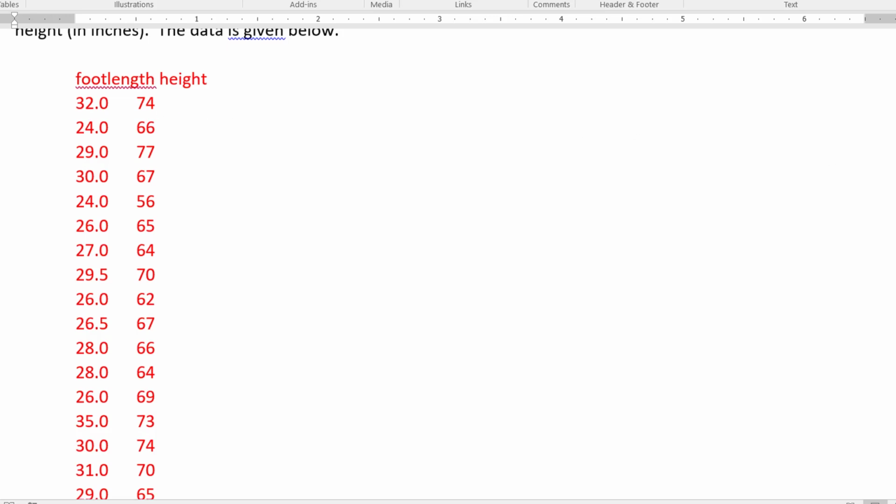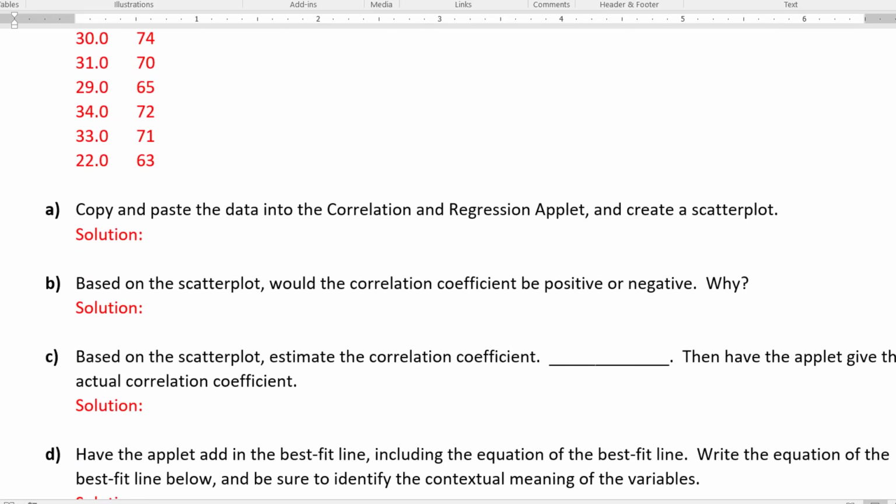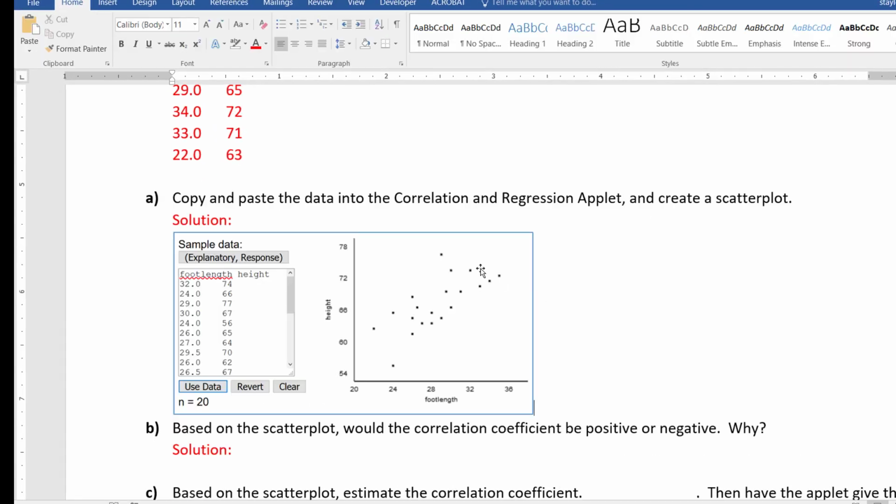the person in inches. So Part A asks us to first copy and paste this data into the correlation and regression applet. So there I've copied and pasted my screenshot from the applet. Part B asks, based on the scatter plot, would the correlation coefficient be positive or negative? It looks to me like in general this scatter plot tends to be increasing. So since the data tends to be increasing, we would say the correlation coefficient would be positive.